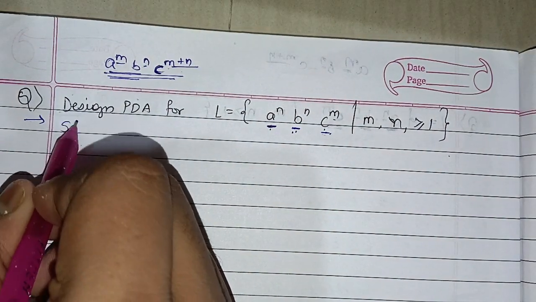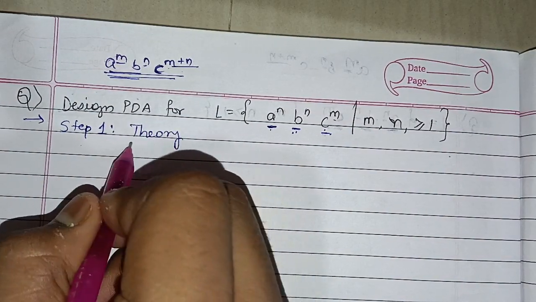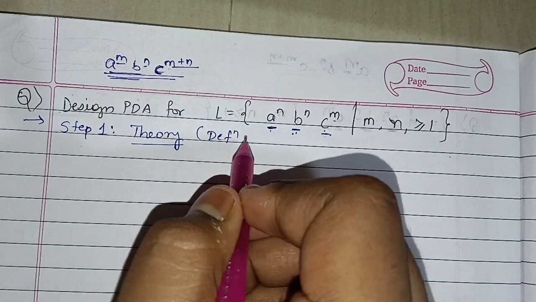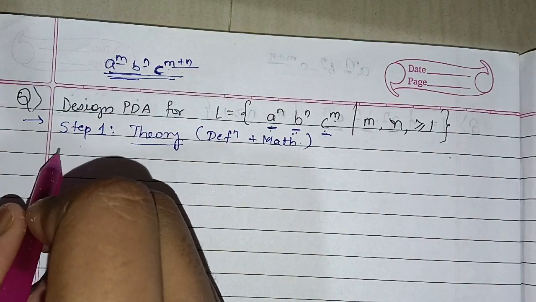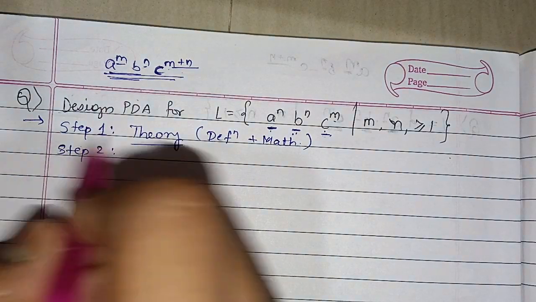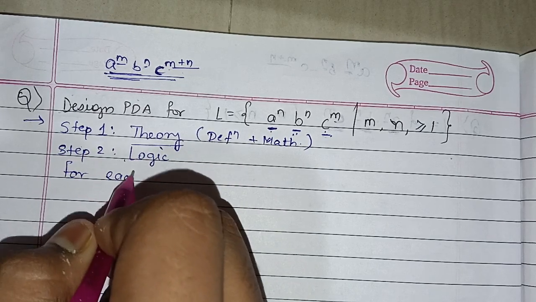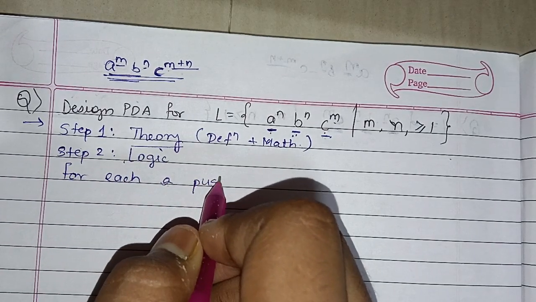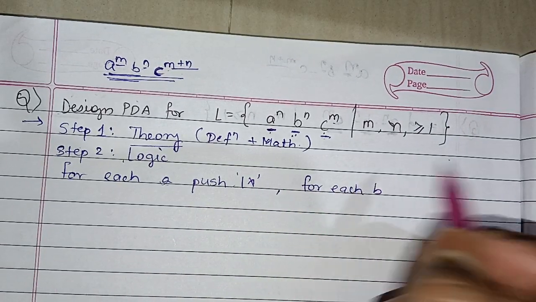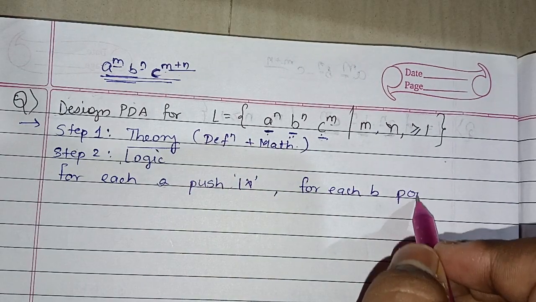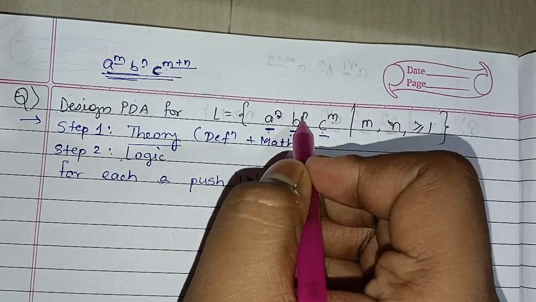So I start solving this. First we have to write the theory: the definition plus the mathematical equation. Now step 2 is the logic. For each a, push 1 x. For each b, I will pop 1 x. Since a^n and b^n, n is the power.